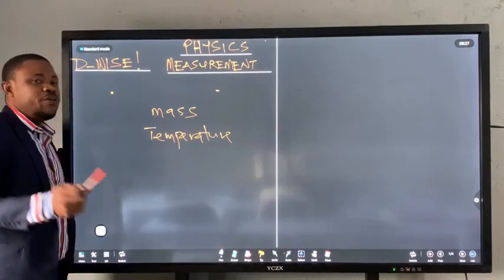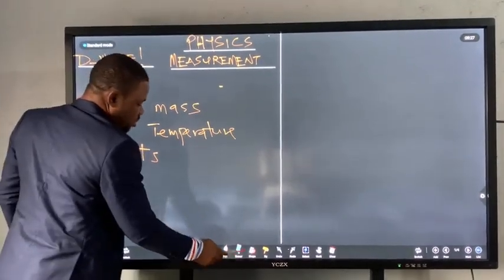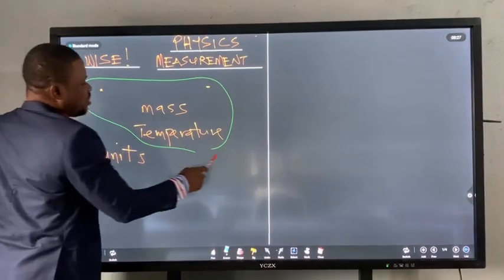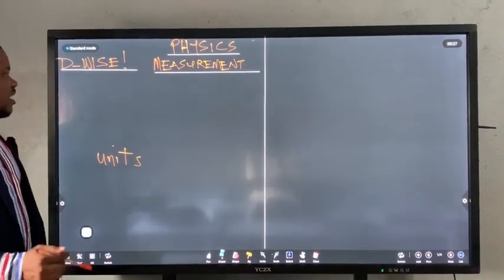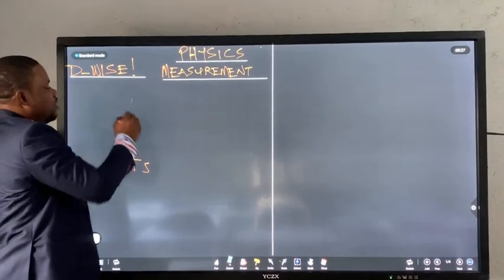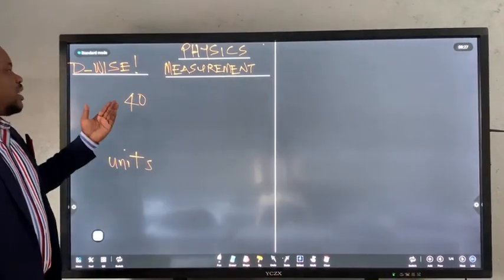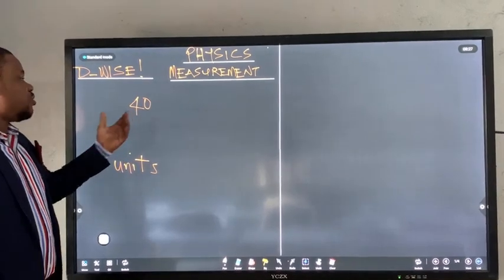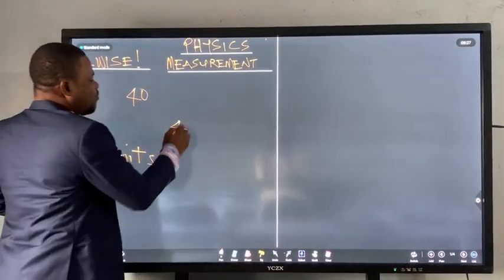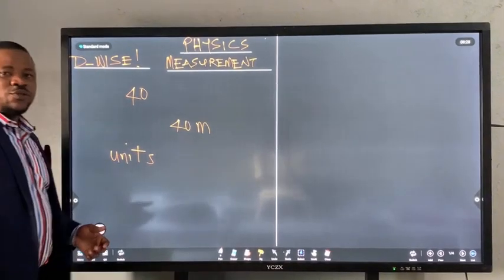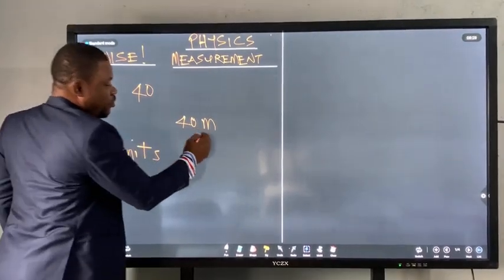And then you should note that for measurement, one very important thing is the units. You have to know the unit for every quantity. What is a unit and what is the function of the unit? The units help us to identify quantity. For example, if I give you 40 without writing anything, you cannot tell whether this is a mass I'm measuring, whether this value is for temperature, whether it's for length, whether it's for time. However, if I write 40 meters, you know I'm talking about what now? Distance or length, because of the unit, meters.